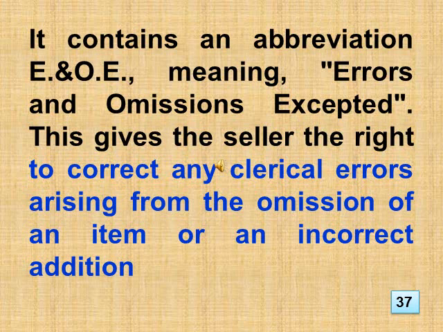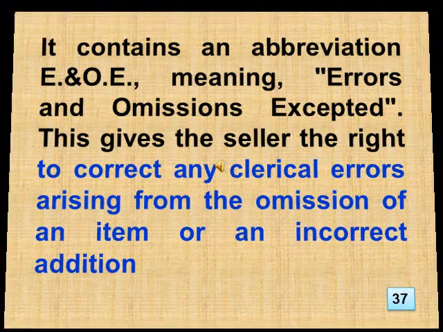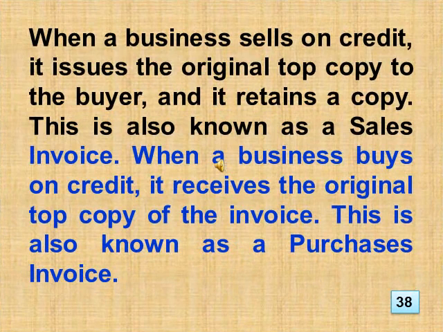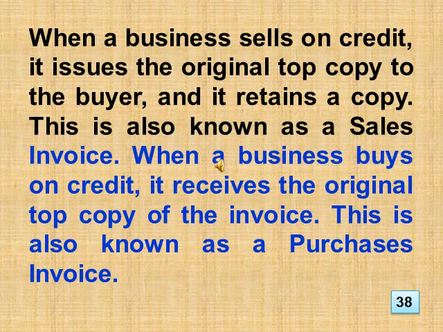This gives the seller the right to correct an equal error arising from the omission of an item or an incorrect addition. When a business sells on credit, it issues the original top copy to the buyer, and it retains a copy. This is also known as a sales invoice.